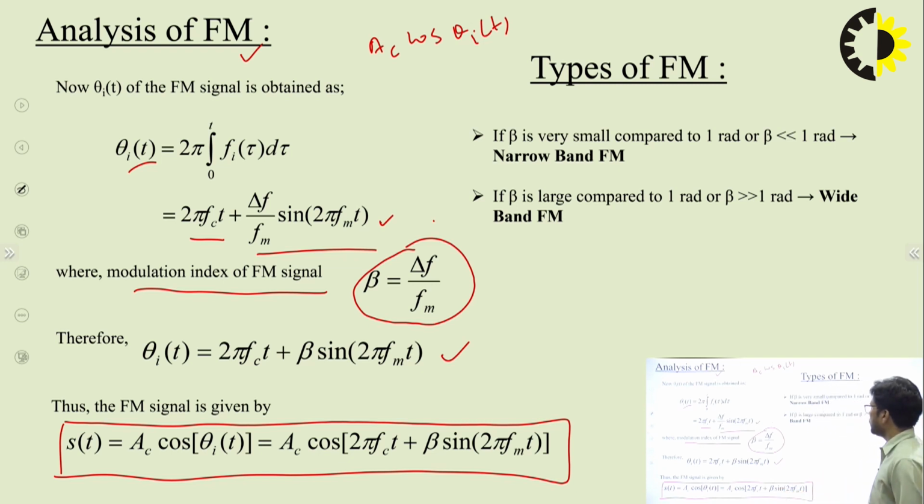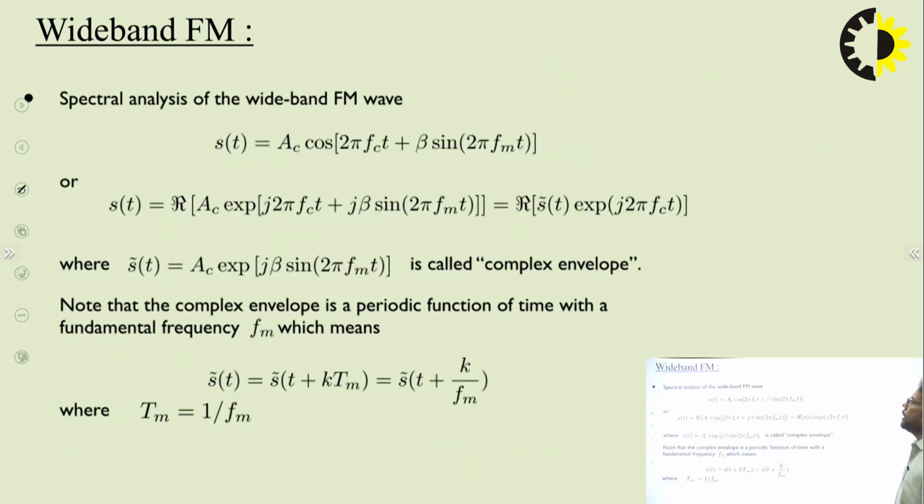So there will be two cases for the frequency modulation. If the value of beta is very much less than 1, then we can say this one is narrowband FM, while if beta is very much greater than 1, then we can consider this one as wideband FM, right? I think this one is clear to all of you. Now, the equation for the wideband FM, in general, we have this equation s(t) equals A_c cos of 2 pi f_c t plus beta sine 2 pi f_m t, right?